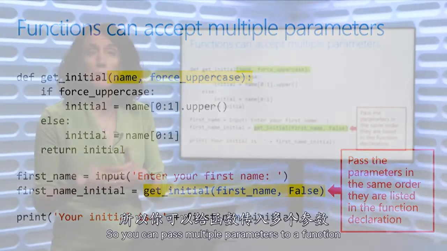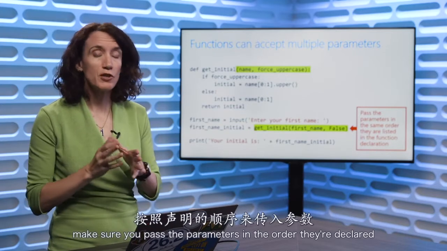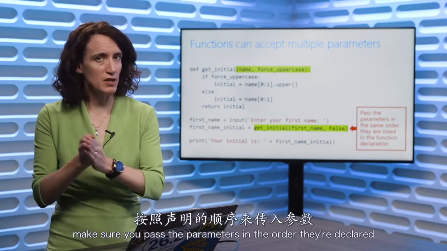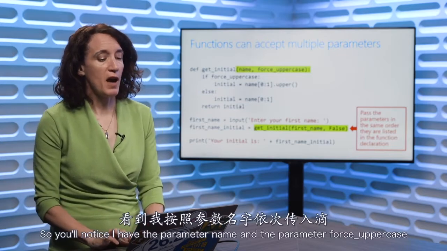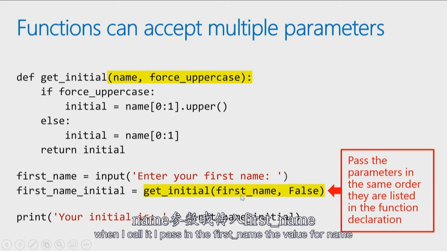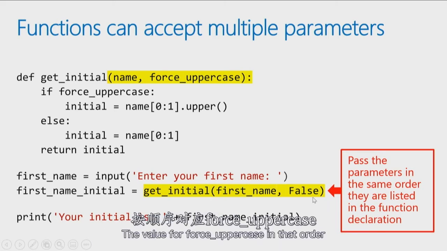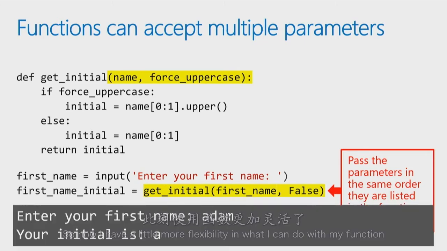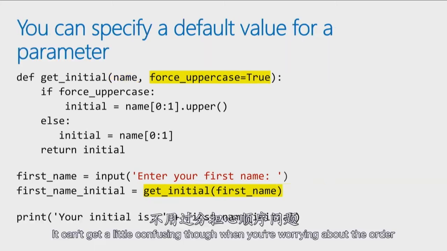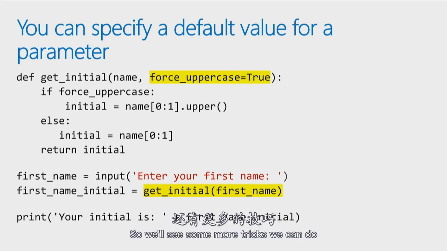So you can pass multiple parameters to a function, but if you do have multiple parameters, make sure you pass the parameters in the order they're declared. So you'll notice I have the parameter name and the parameter force uppercase. When I call it, I pass in the first name, the value for name, and I pass in false, the value for force uppercase, in that order. So now I have a little more flexibility in what I can do with my function. It can get a little confusing, though, when you're worrying about the order in all these different situations. So we'll see some more tricks we can do.